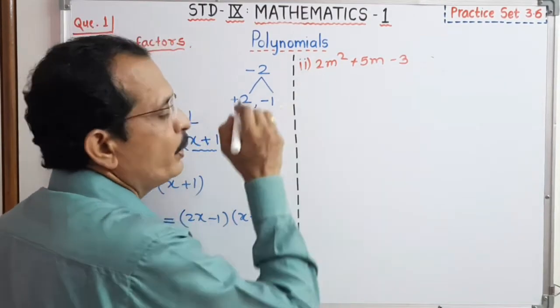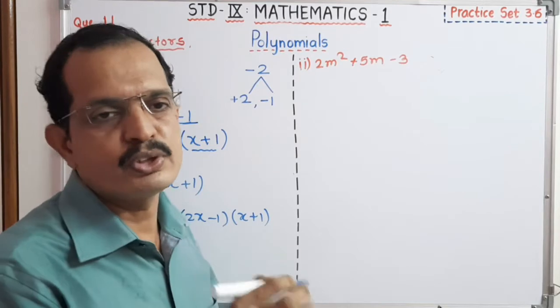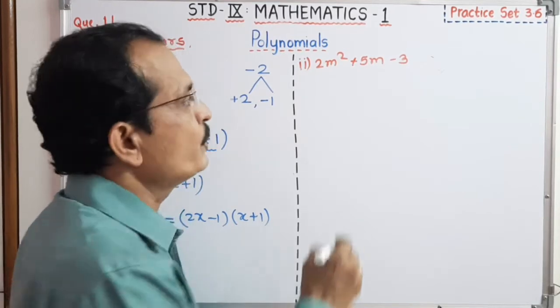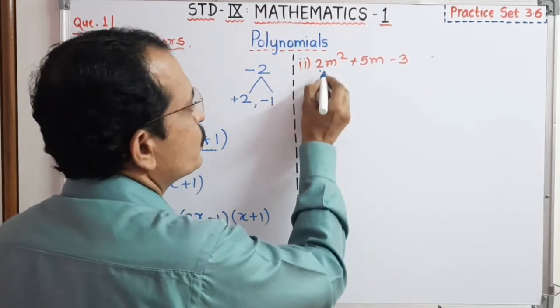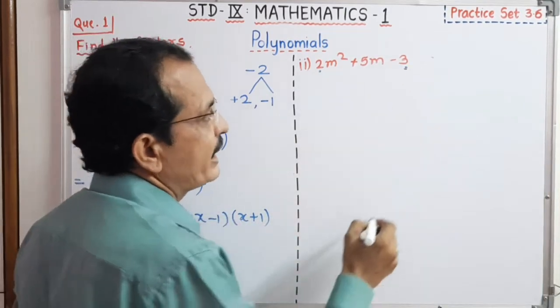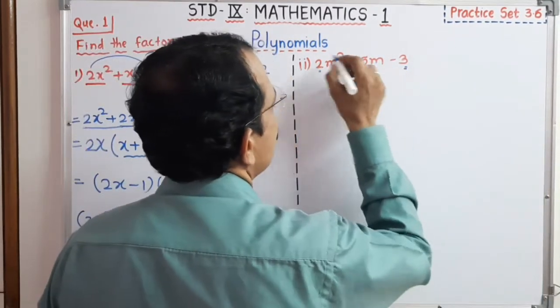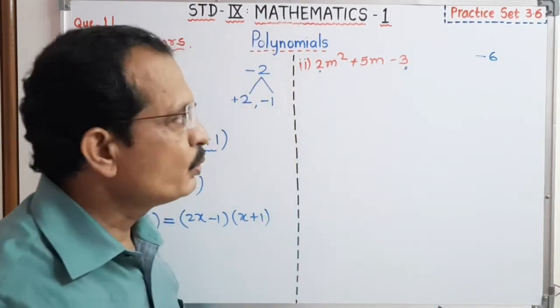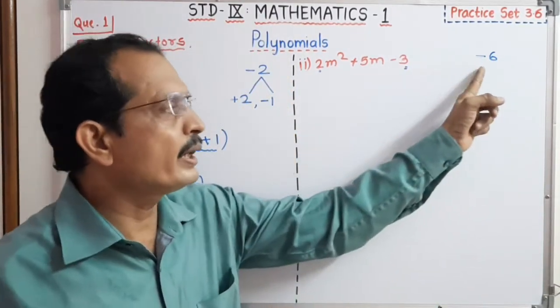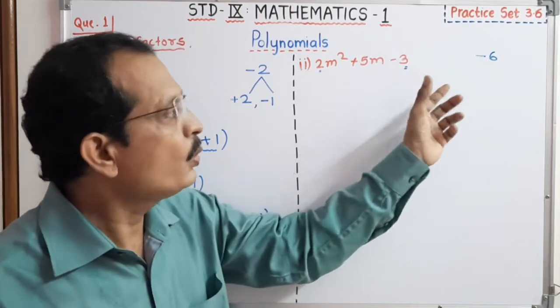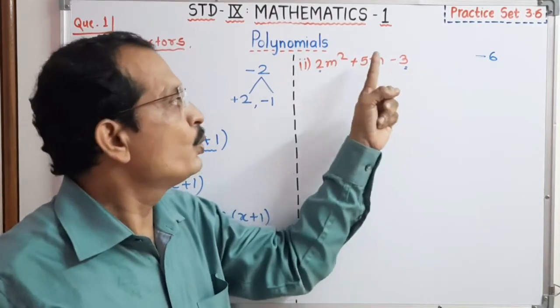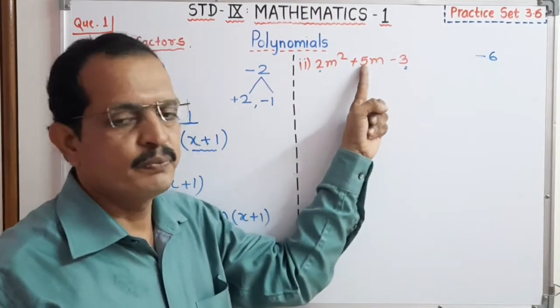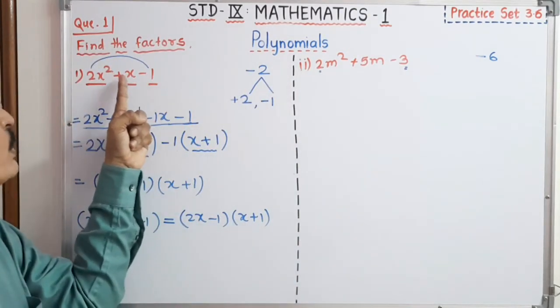Now what we have to do? We have to see the coefficient of the quadratic term. The coefficient of the quadratic term is 2 and the constant is minus 3. Do the multiplication of these, it is minus 6. Now we have to find out the factors of minus 6. How? Two factors whose subtraction should be 5. Here the subtraction should be 1.